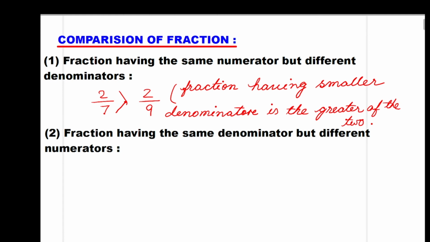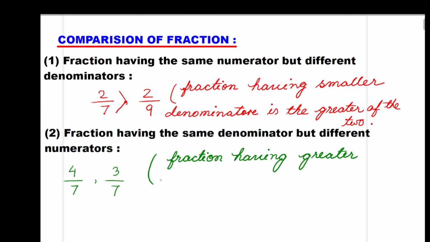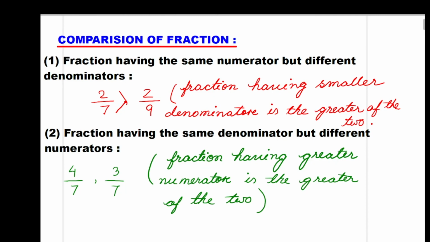Now see, here also suppose same denominator. So 4 by 7, 3 by 7. If two fractions have the same denominator but different numerator, then the fraction having the greater numerator is the greater of the two. So from these two, which one has the greater numerator? 4. So that is why this fraction is greater.